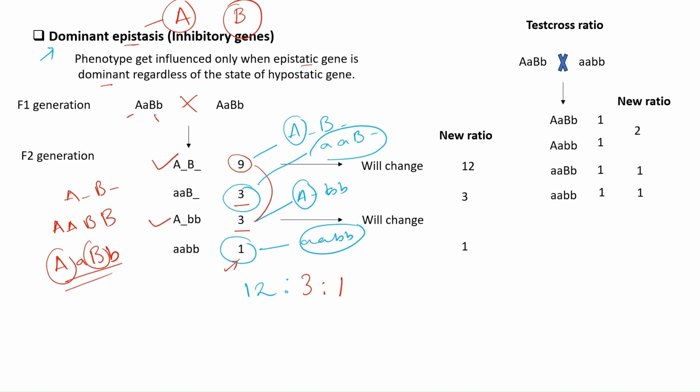Now how will the test cross ratio differ? In the test cross, as we all know, the ratio is 1:1:1:1. How we get this 1:1:1:1 is explained in the test cross video. I would ask you to see that video if you don't know about this test cross ratio. So here also the ratio will be affected by this capital A, that means the dominant state of the epistatic gene. So these two will add up to form 2, and this 1 and 1. So 2:1:1 is the new ratio of the test cross in case of dominant epistasis.